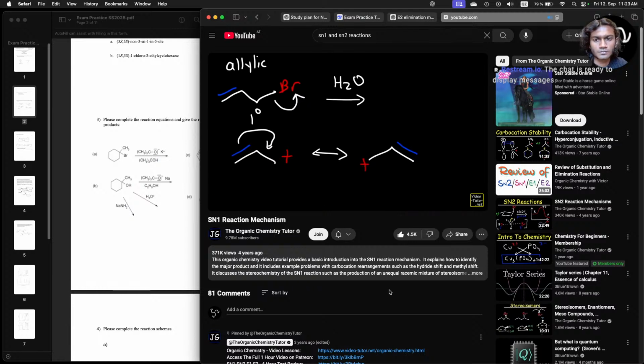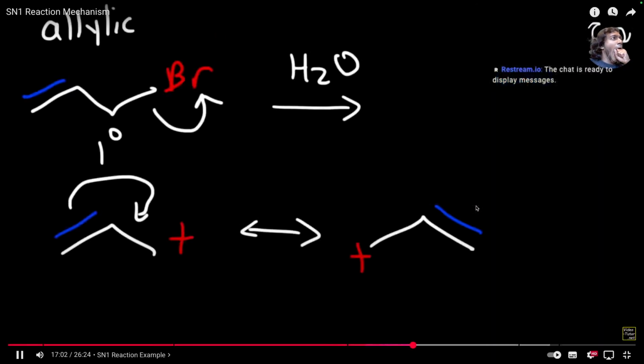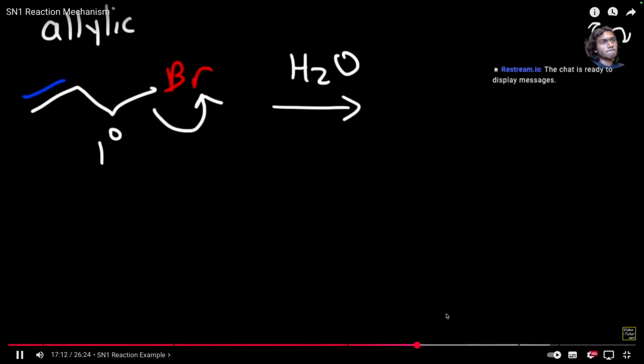It really comes down to the stability of the carbocation. If we can't form a stable carbocation, the SN1 reaction is not going to work. If we can, then it will work. So for the allylic alkyl halide, because we can form a stable primary allylic carbocation, that's why the SN1 reaction can work for this example.